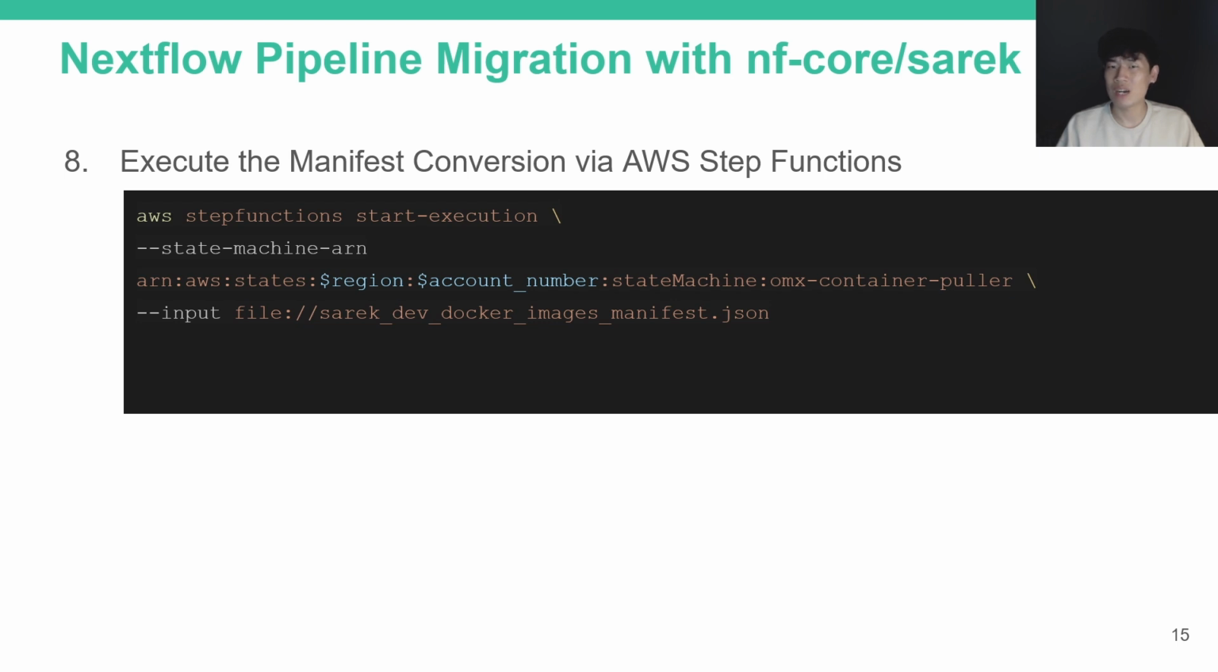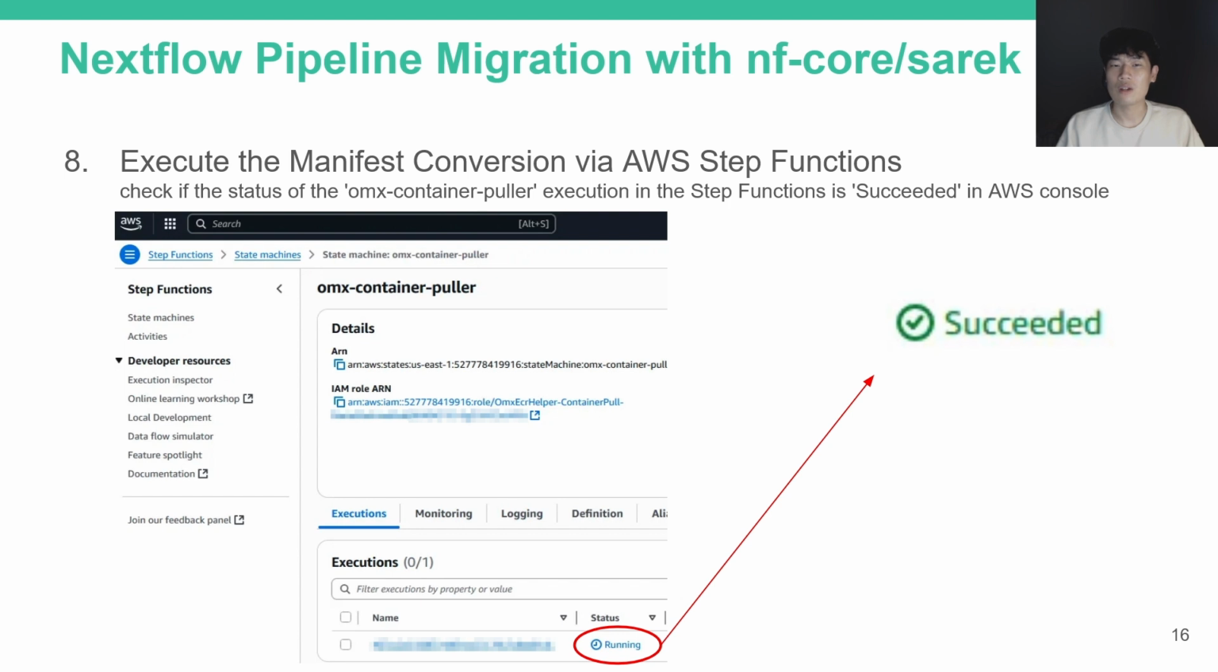All right, after we successfully generate the manifest file, we need to pull the public container and push it to our private ECR registry. To do that, we're going to use Step Functions from AWS. The OMX ECR Helper app helps prepare the containers. Simply, if your account has the proper IAM role and security setup, then this code will work okay. So yeah, just run it. After you run the command, the application takes a few minutes to run. Please go to the AWS console and check that the status of the step function turns into succeeded.